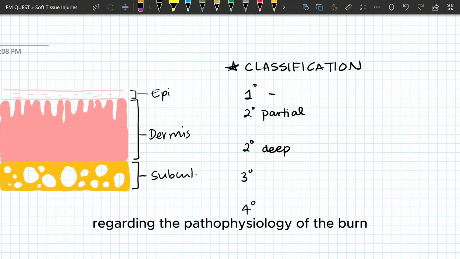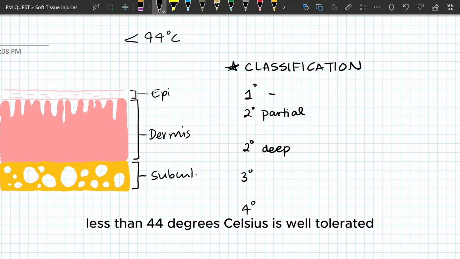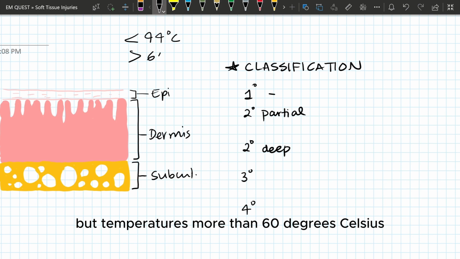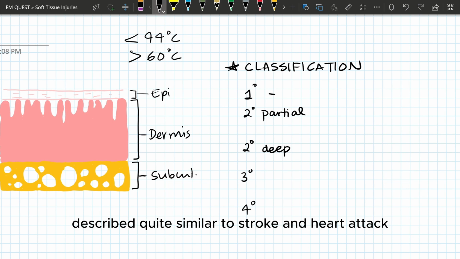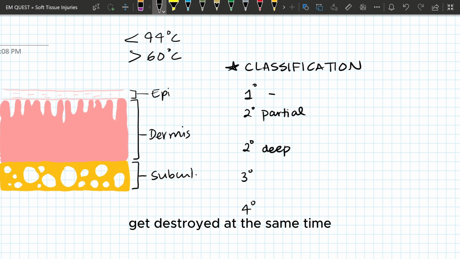Regarding the pathophysiology of the burn, any temperature less than 44 degrees Celsius is well tolerated and does not cause any injury even after prolonged exposure. But temperatures more than 60 degrees Celsius can cause cell injury and protein denaturation in the tissues. Burns in the literature are actually described as quite similar to stroke and heart attack, in the sense that a large number of cells and tissues get destroyed at the same time.